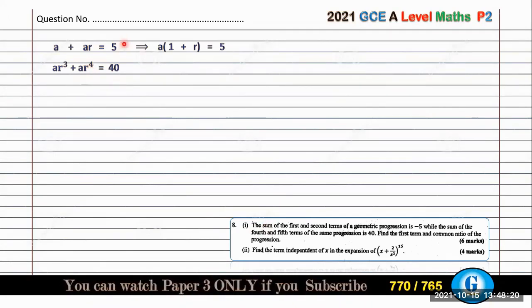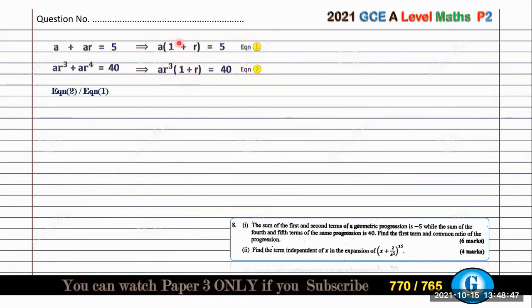So for each of these two equations, we factorize such that we have 1 plus r in both. Like the first one, equation 1, we factorize this, we have a into (1 plus r) because a is common. And the second one, you see that ar to the power 3 is common. So we have ar to the power 3 into (1 plus r). And at this point, it's very easy to divide both equations and solve for r directly.